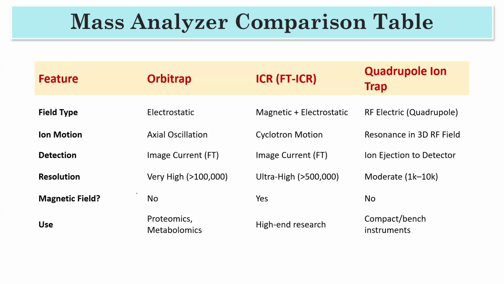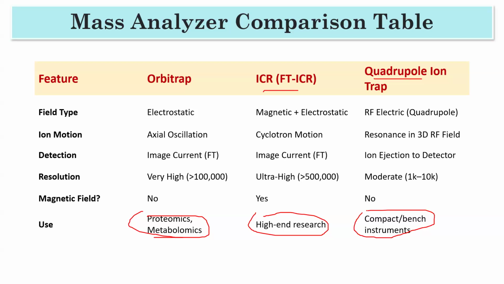You can use Orbitrap for proteomics and metabolomics, and ICR for high-end research, very sophisticated. And quadrupole, people use it as a bench instrument, vastly available in the lab.